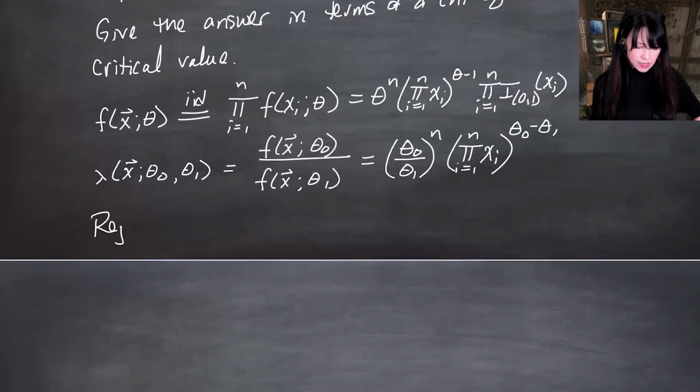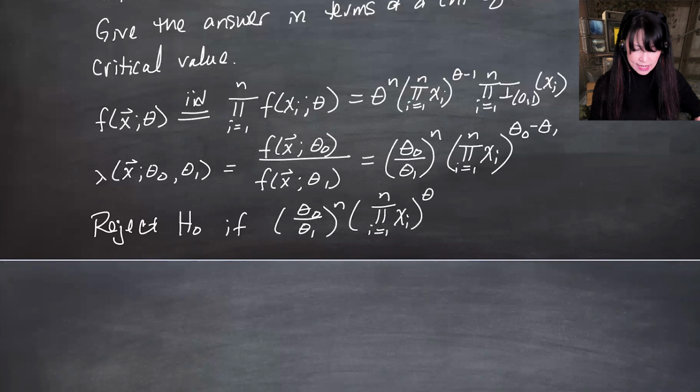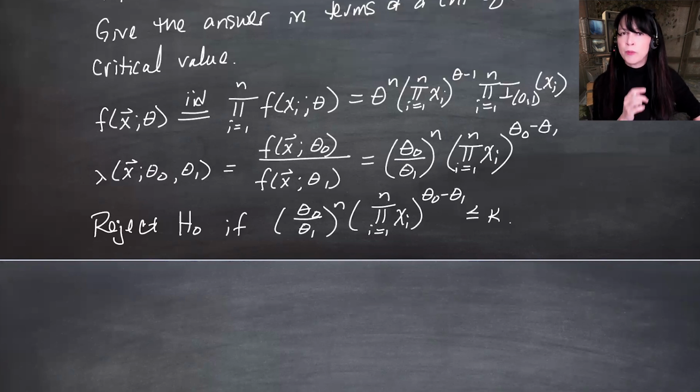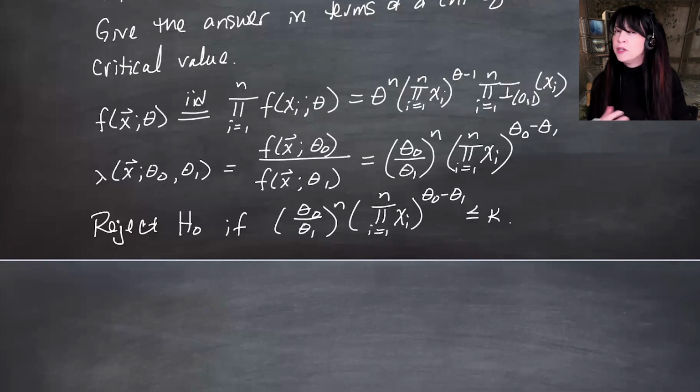And the form of the test is going to be, we want to reject the null hypothesis in favor of the alternative if this theta naught over theta 1 to the n, the product as i goes from 1 to n of the xi raised to the theta naught minus theta 1 is less than or equal to k for some k to be determined. On the final, if I say, just give me the form of the test, then I'll be specific. I'll say the form of the test. This means you do not have to actually continue and find the k. But this one, we're going for it.